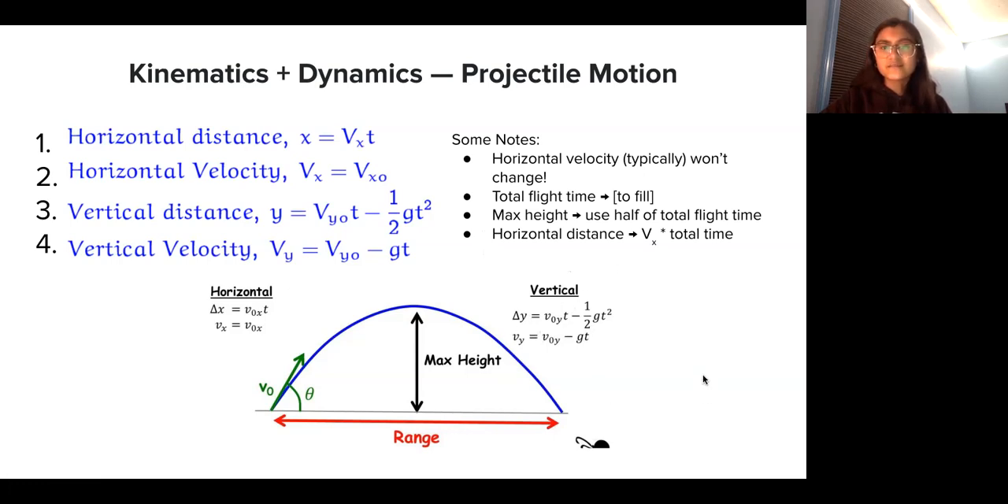So yeah, here's some of them listed out as well. Vertical distance, you can use this equation here. Again, my notes, horizontal velocity typically won't change. Oh, I forgot to fill this in.